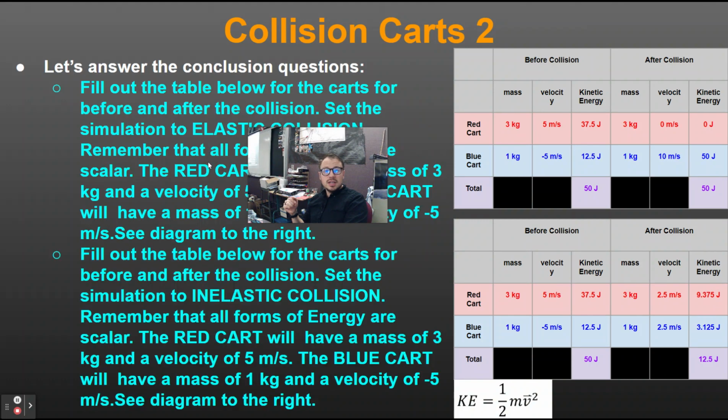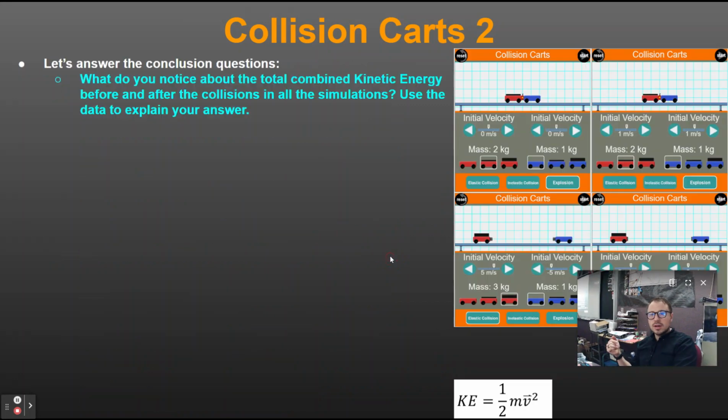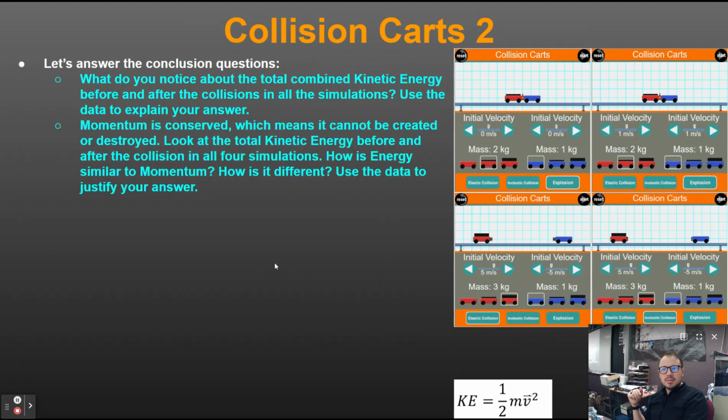Now, what I want you to see here is that the kinetic energy is not the same before and after, right? So these are the questions that I ask you. The total combined kinetic energy isn't quite the same in all of these scenarios, right? Now, momentum is conserved, which means it cannot be created or destroyed. Look at the total kinetic energy before and after the collision, all four simulations. How is energy similar to momentum? How is energy different? Use the data to justify your answer.